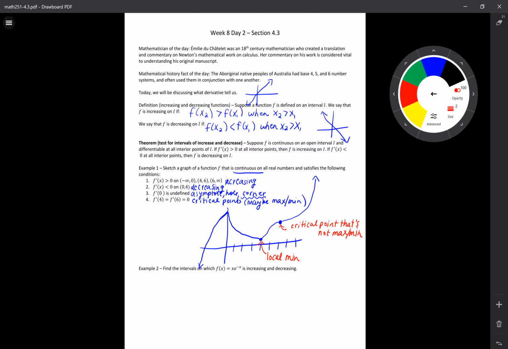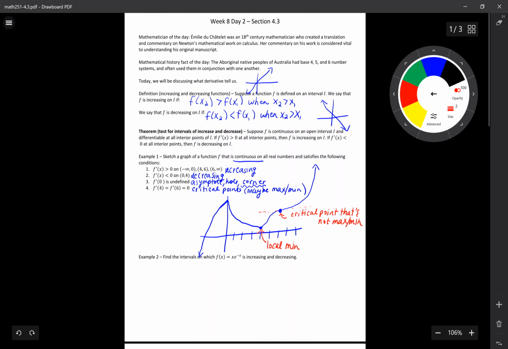F prime of 0 is undefined, that's true because we have a corner. And f prime of 4 is equal to 0, and f prime of 6 is equal to 0. Again, f prime of 6 is equal to 0 because I didn't draw it super great here, but if we drew a tangent line here, it would be horizontal. So that's how we know that we have a derivative equal to 0 there.